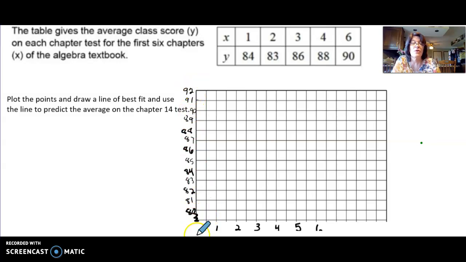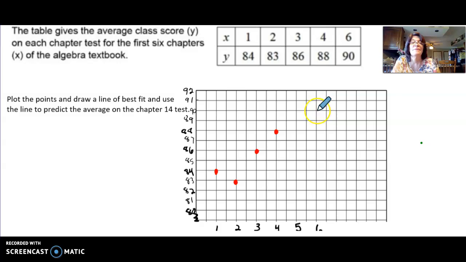Okay, that's what this ripped off piece means. This means I know that there's a big chunk of graph missing here, but I don't really need that. And then I skipped every other one as well. So anyway, these are the average class scores on the chapter test for the first 6 chapters. So first chapter, the average score was 84%. The second chapter exam, we went down a little bit to 83. Third chapter was a good one, 86. Fourth, 88. And the 6th, I don't have the 5th again.